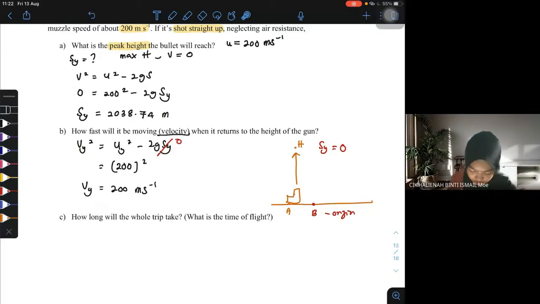I forgot to mention, because it is going downwards now, V is going downwards. Always state the direction. For velocity, you must state whether the direction is downwards or upwards.